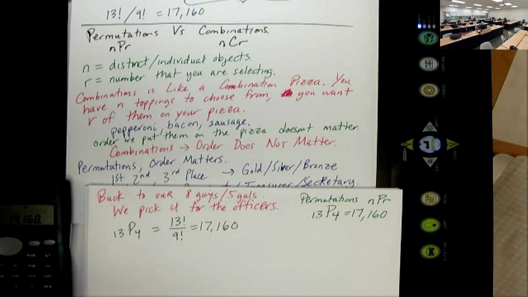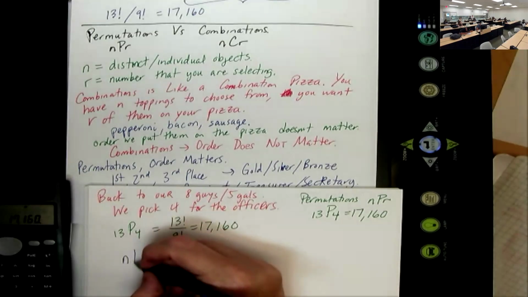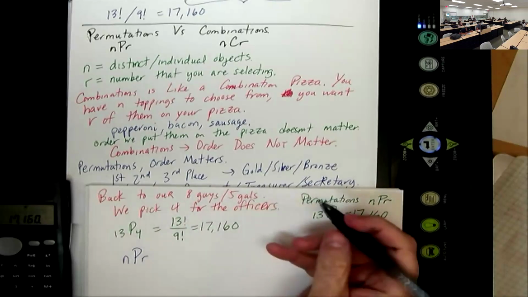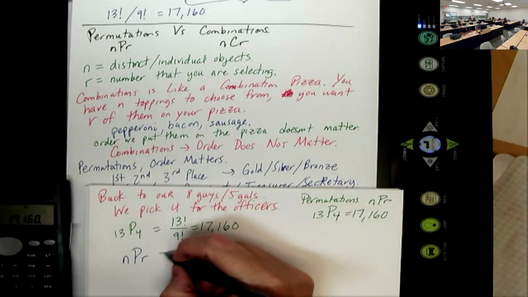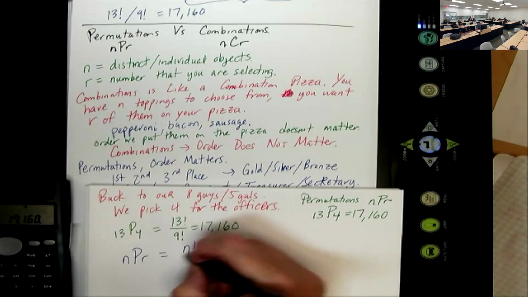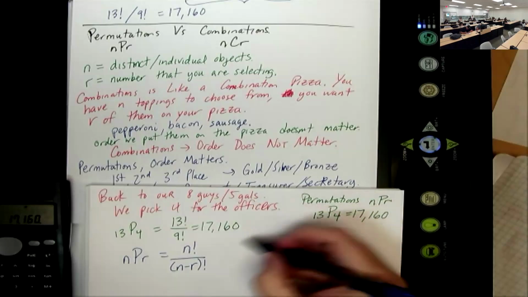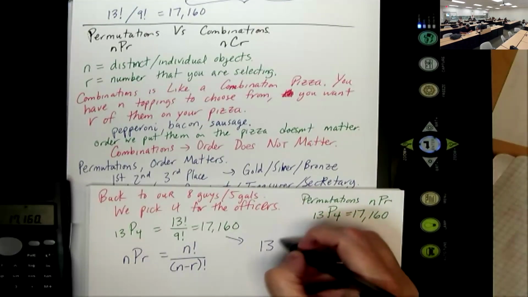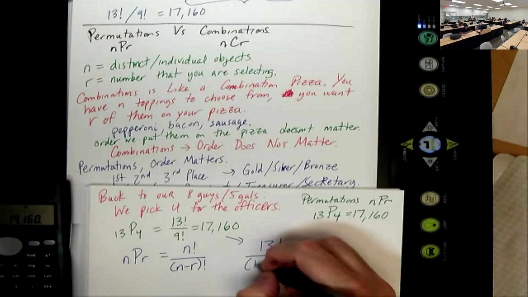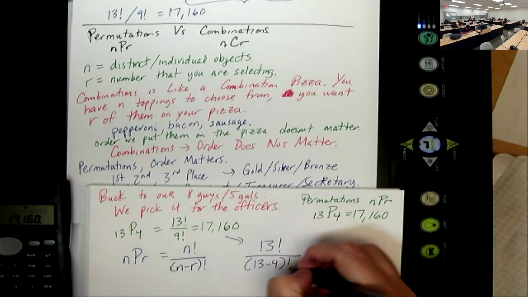And the way you get this formula wise, NPR, not National Public Radio or anything like that, NPR is n factorial over n minus r factorial. So in our case, we had 13 factorial over 13 minus 4 factorial.